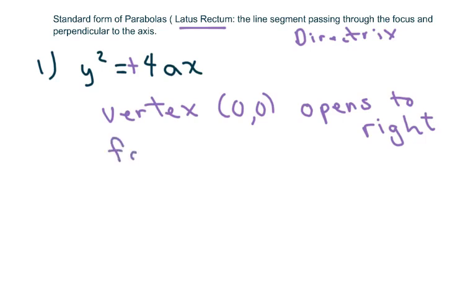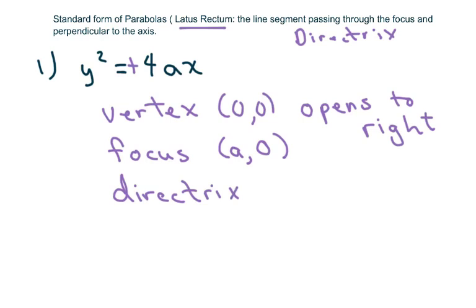The focus is A, 0, because it opens to the right. It's on the x-axis. And the directrix, we'll talk about that, is x equals negative A. The LR, which is the latus rectum, is 4A. So let's look and see what this looks like.